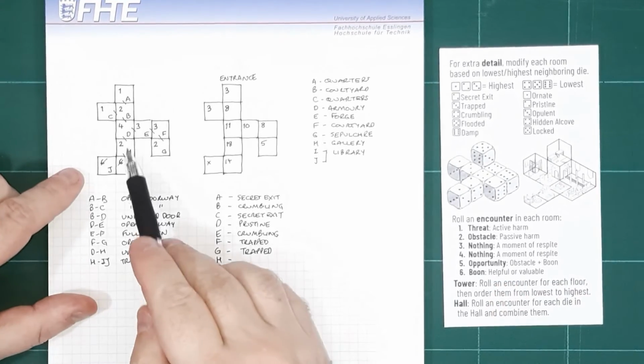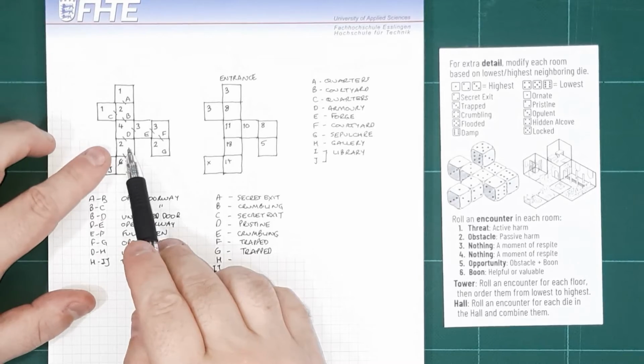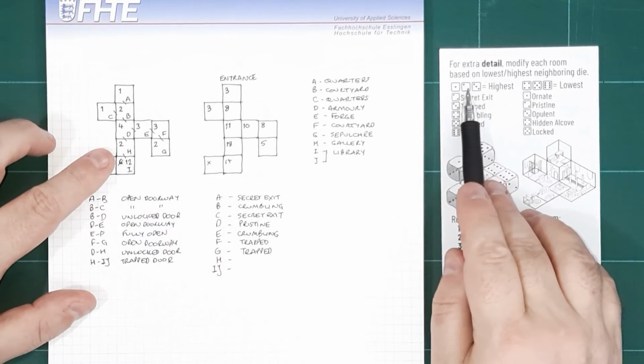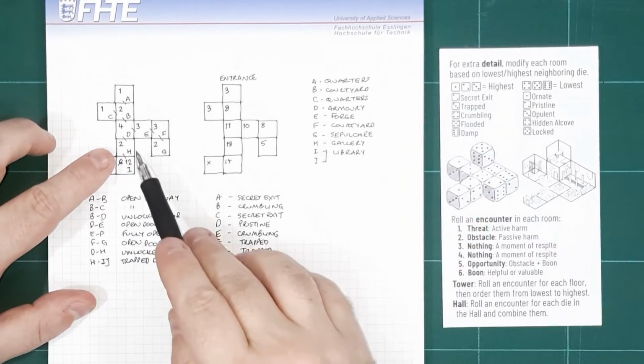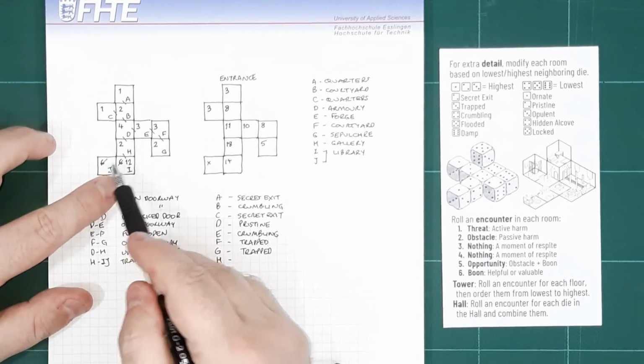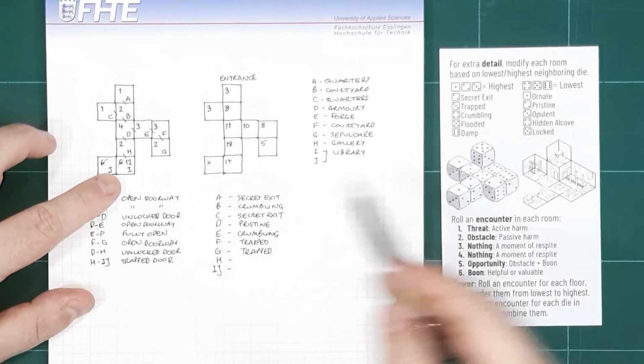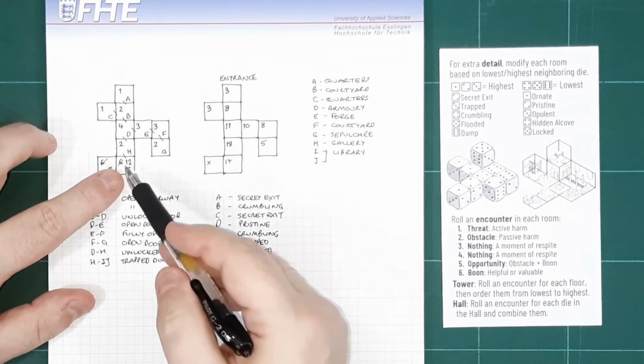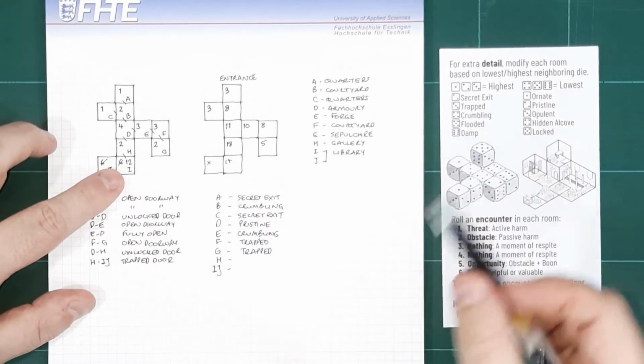All right, we've got 2 rooms left to check. We've got this room here, which is a 2. So we're looking for the highest neighbor. The highest neighbor is a 6. Again, we're taking individual rooms for this, I think. I don't think we're taking the combined one. So the highest is a 6, damp.